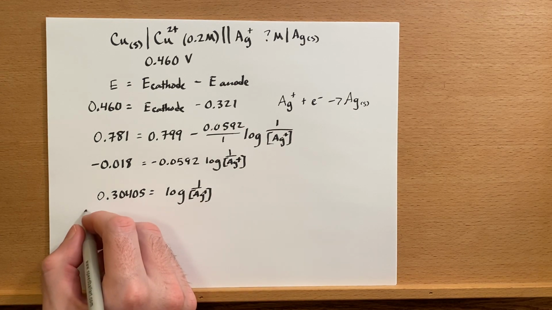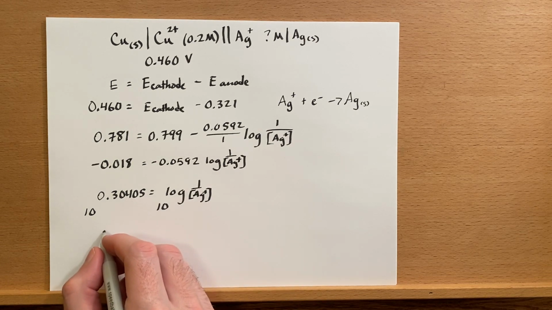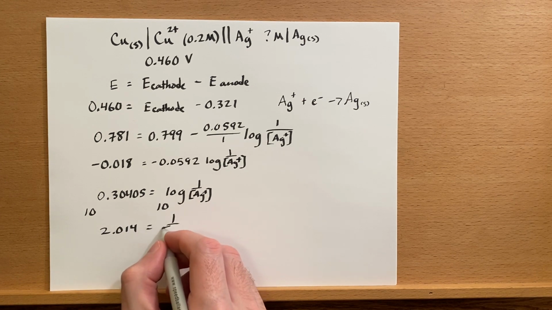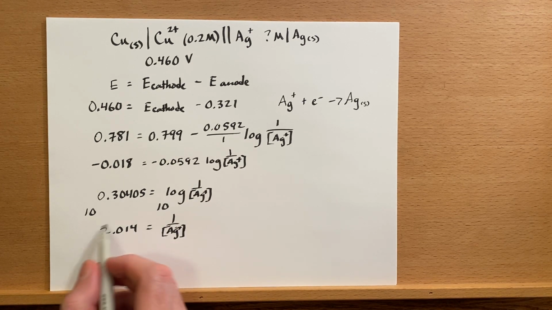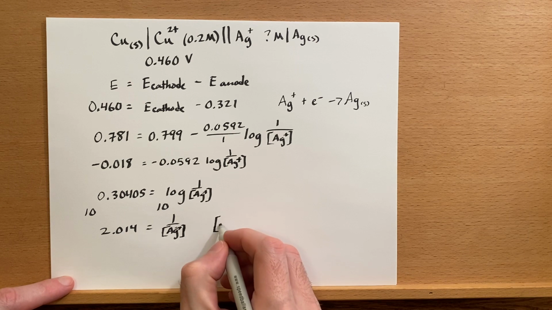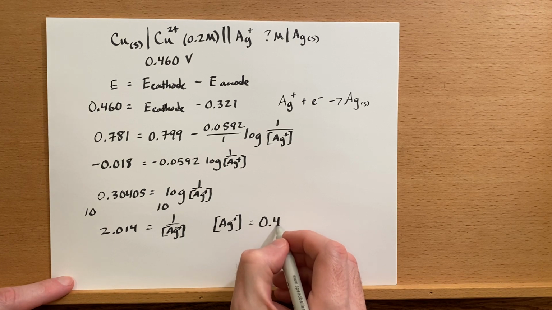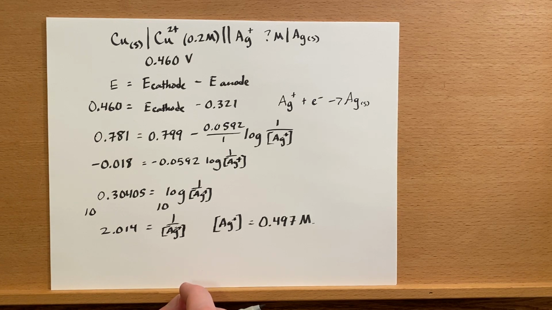Now to get rid of the logarithm, we'll raise both sides to the power of 10. And we should get 2.014 equals 1 over concentration of silver. And so we just take the inverse of this. We should get the concentration of silver equaling 0.497 molar.